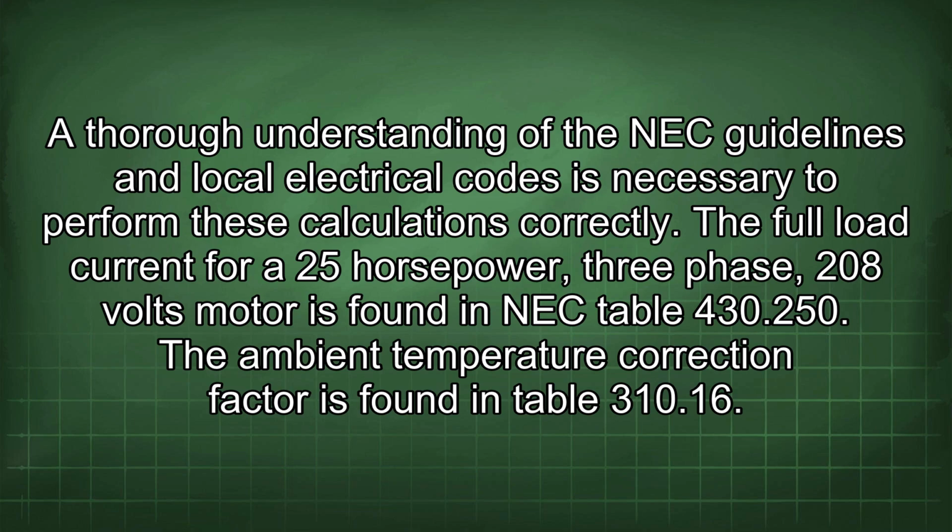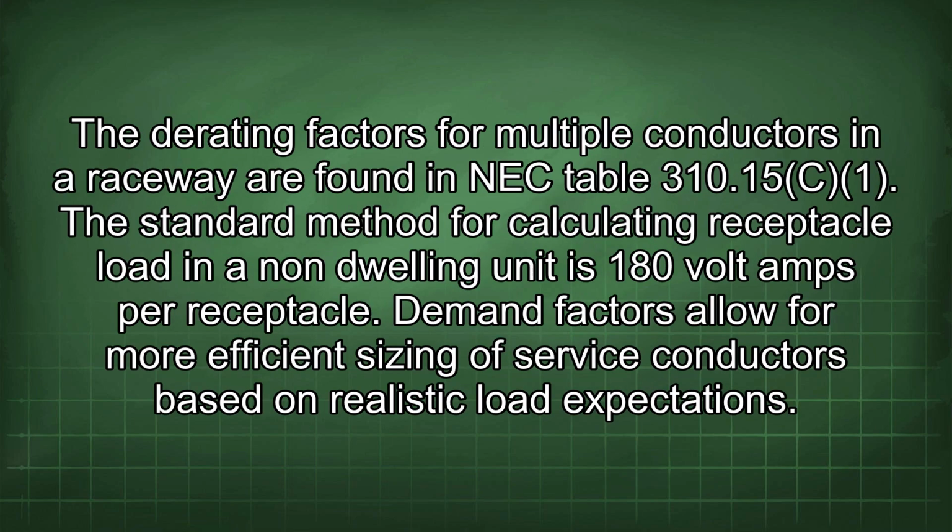The full load current for a 25 horsepower, 3-phase 208 volts motor is found in NEC Table 430.250. The ambient temperature correction factor is found in Table 310.16. The derating factors for multiple conductors in a raceway are found in NEC Table 310.15(C)(1). The standard method for calculating receptacle load in a non-dwelling unit is 180 volt-amps per receptacle. Demand factors allow for more efficient sizing of service conductors based on realistic load expectations.